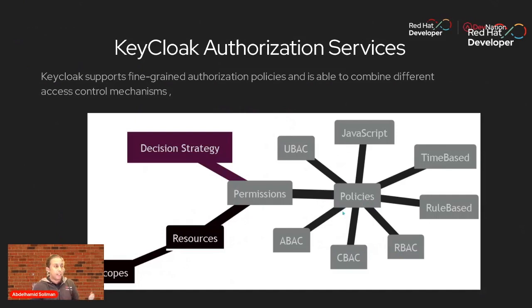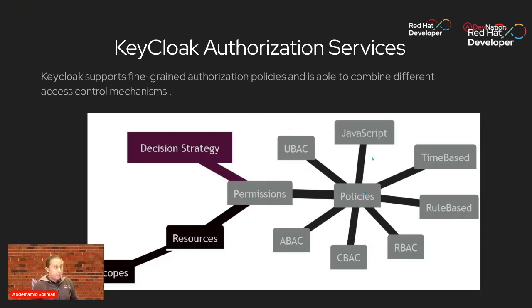After creating the scope, the resource and the policies, you need to correlate those objects together inside the permission. So you create a permission and you associate the resource with the scope and one or more policies.